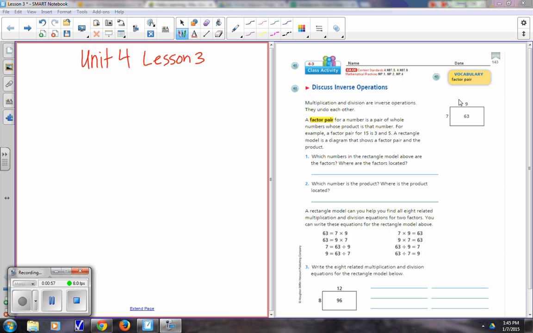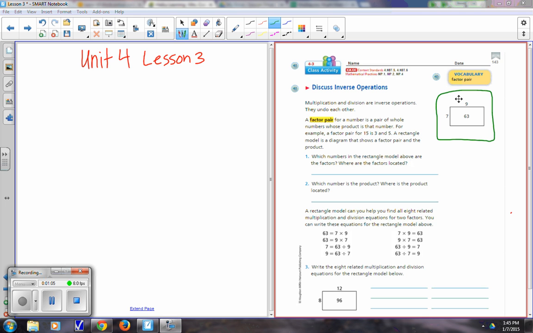So if you're looking at this diagram over here by my little X thingy, my green box over here, which numbers in this rectangle model are the factors? Well, that's pretty easy. It's a 7 and the 9. Where are the factors located? And that's also pretty easy. They're located on the sides. So this 7 is a factor and 9 is a factor.